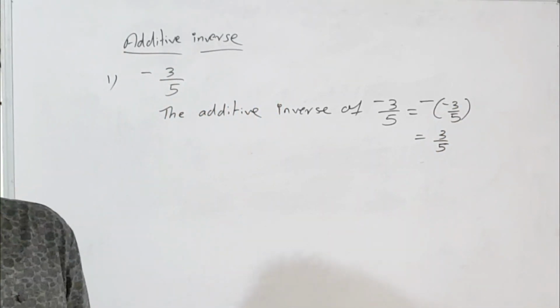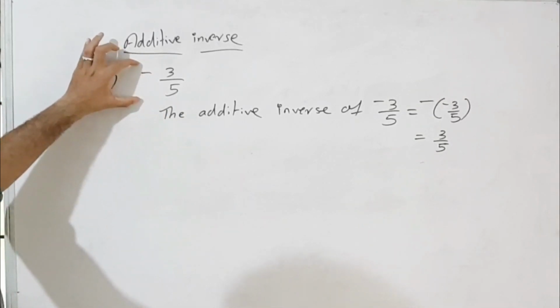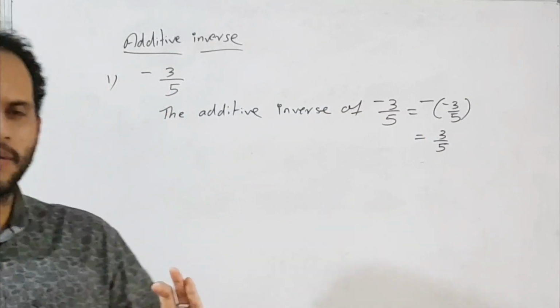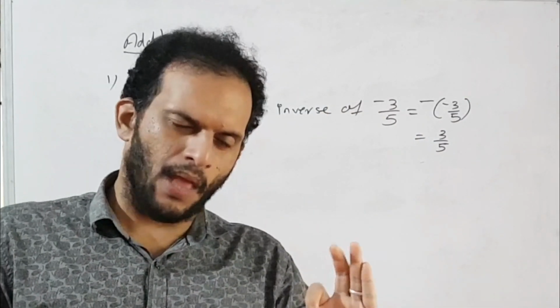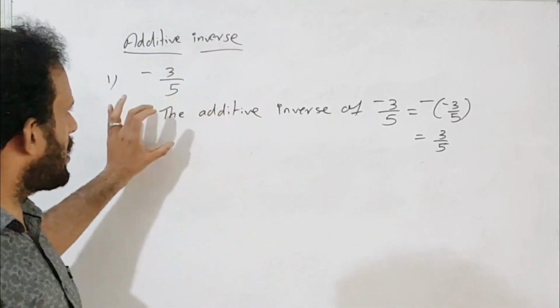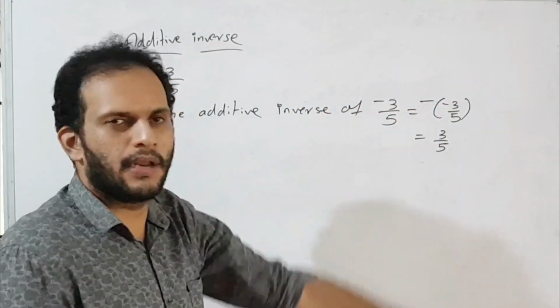Correct? If you want to write the additive inverse of a number, we just add the minus symbol in front of that. അല്ലെ, ഒരു നമ്പറിന്റെ അഡിറ്റീവ് ഇൻവേഴ്സ് എഴുതാൻ വേണ്ടി നമ്മൾ എന്ത് ചെയ്താൽ മതി? അതിന്റെ ആ നമ്പറിന്റെ മുന്നിൽ മൈനസ് സിമ്പിൾ ചേർത്താൽ മതി. So the additive inverse of minus 3 by 5 is equal to minus of minus 3 by 5.